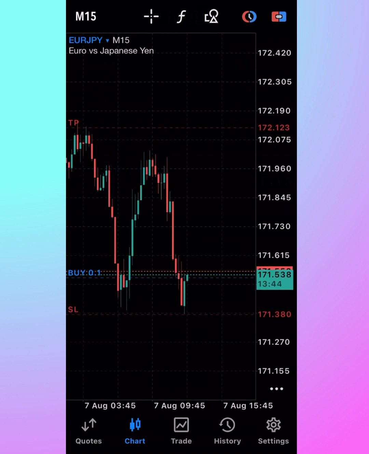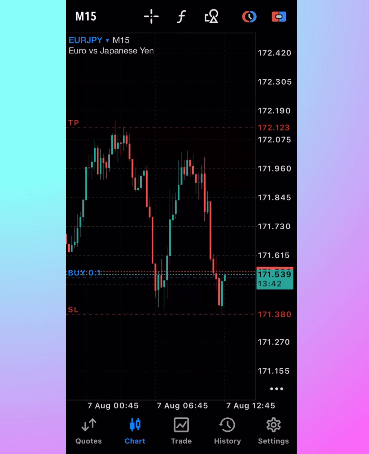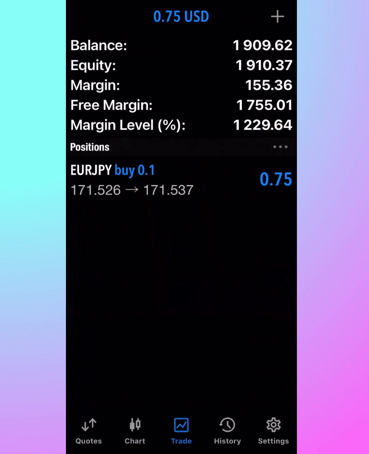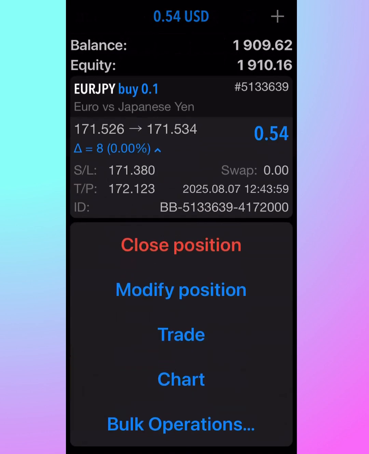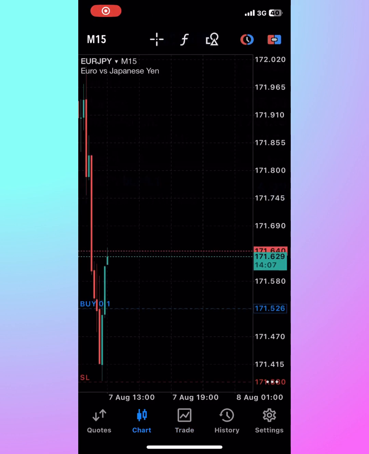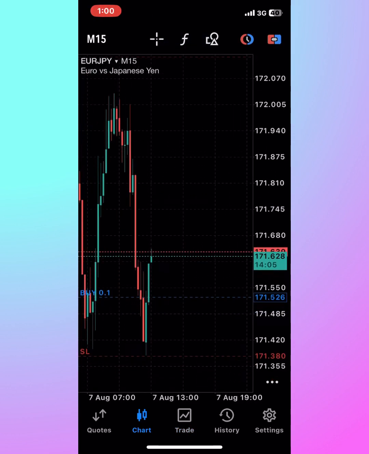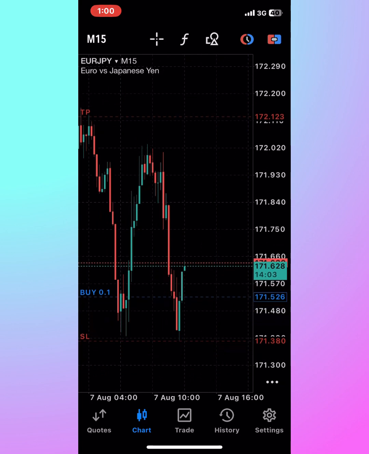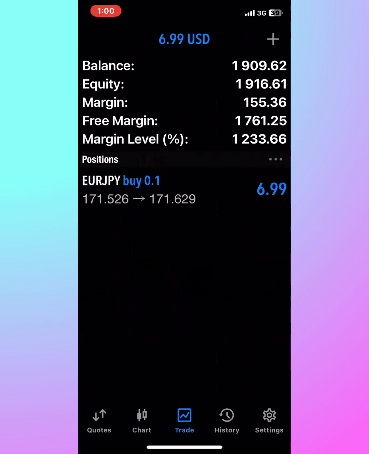EURJPY has been playing around some region, and it was a very solid region. I'm like, okay, let me take it on a buy. I'm looking for TP right above the range for $40, SL $10. So guys, I'll continue to update you. How this EURJPY trade plays out will determine if I will be trading again this week.